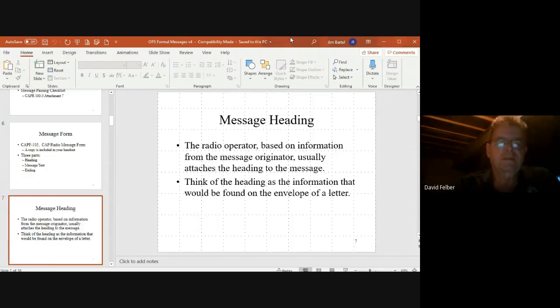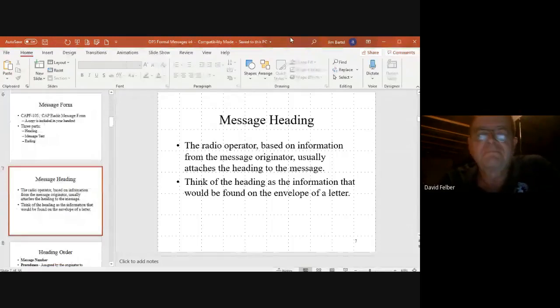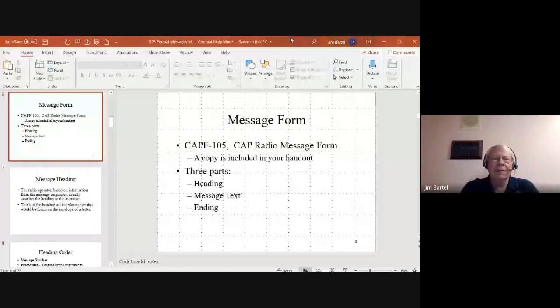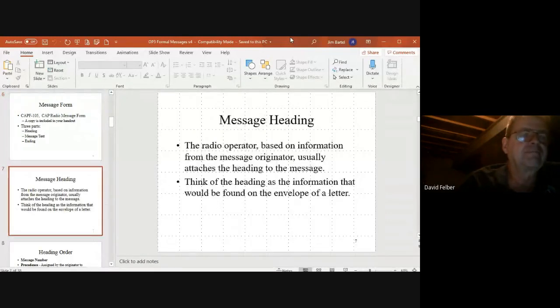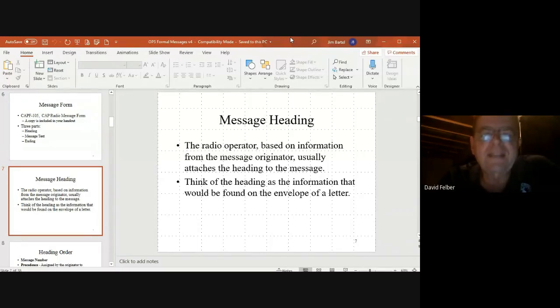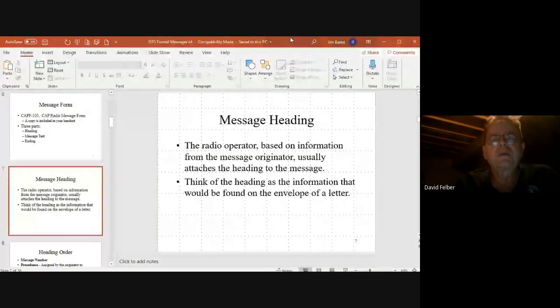It has three parts. A heading, the text, and then an ending. And we'll discuss all three parts. Okay, the message heading. Based on information from the message originator, it is written in the heading of the message. Think of the heading as the information that would be found on the envelope of a letter, who it's going to go to, and some other information.